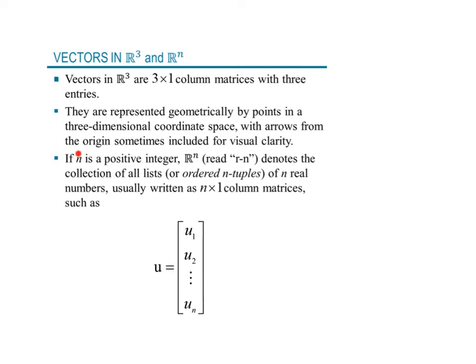All right, and then if I have any positive integer n, Rn is a collection of all ordered lists of n-tuples. It's like double, triple, quadruple, quintuple. This is the n-tuple of n real numbers, written as an n by 1 column matrix like this. The dot, dot, dot stands for u1, u2, u3, u4, u5, u6, all the way up to the last entry un. So there's n entries in that column matrix.